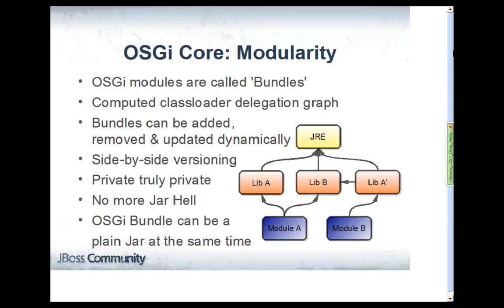How does OSGi solve this? It solves it in a way that it computes a class loader delegation path. So what it does, the jar file is now called an OSGi bundle. It provides capabilities, and it can have requirements. Capabilities can be package capabilities, and you can have package requirements. So there is a non-trivial OSGi resolver involved.